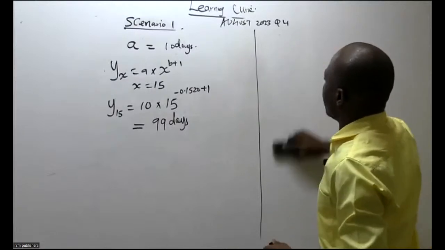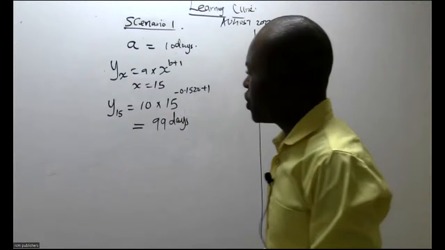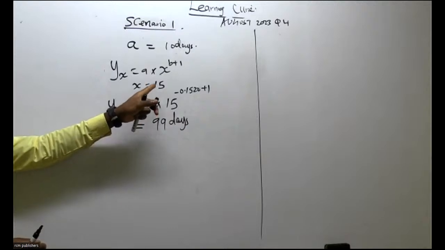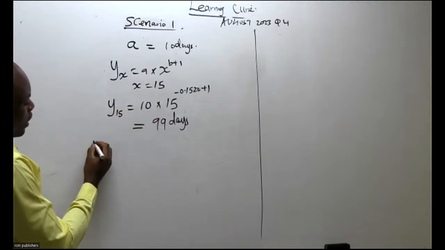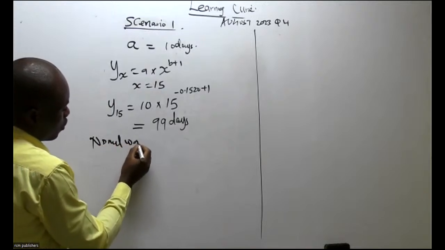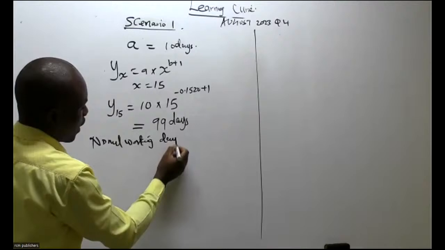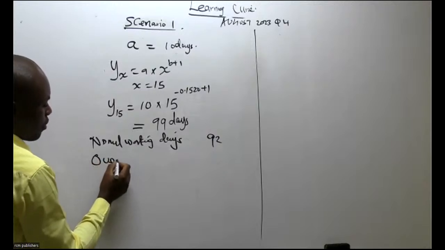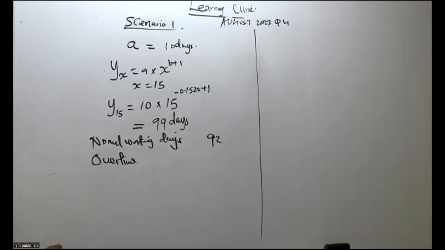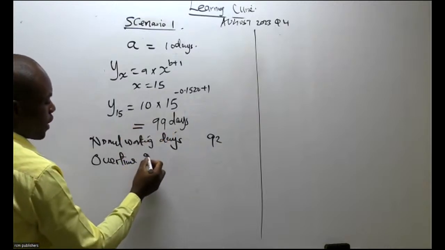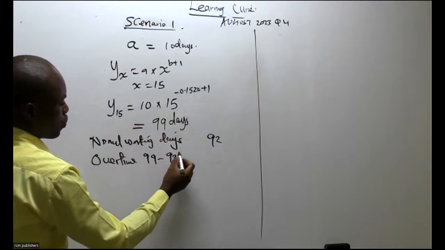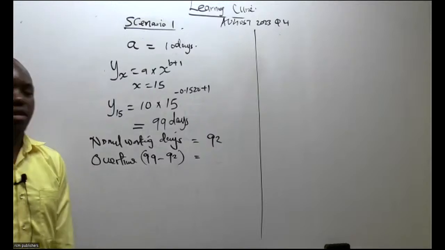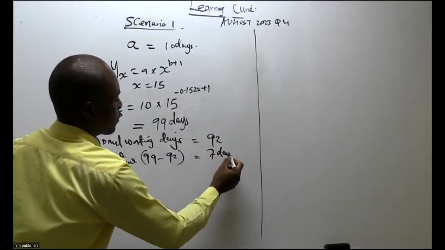Good. I want us to identify some interesting things here. This is the total time they are going to take to produce how many buses? 15. To assemble 15 buses. Now, the normal working days, as per that question, we are told is 92. Is it? 92 days. Overtime, how much will the overtime be? The total number of days they need is 99. Normal working days has got 92 days. So how much is the overtime? 7 days.